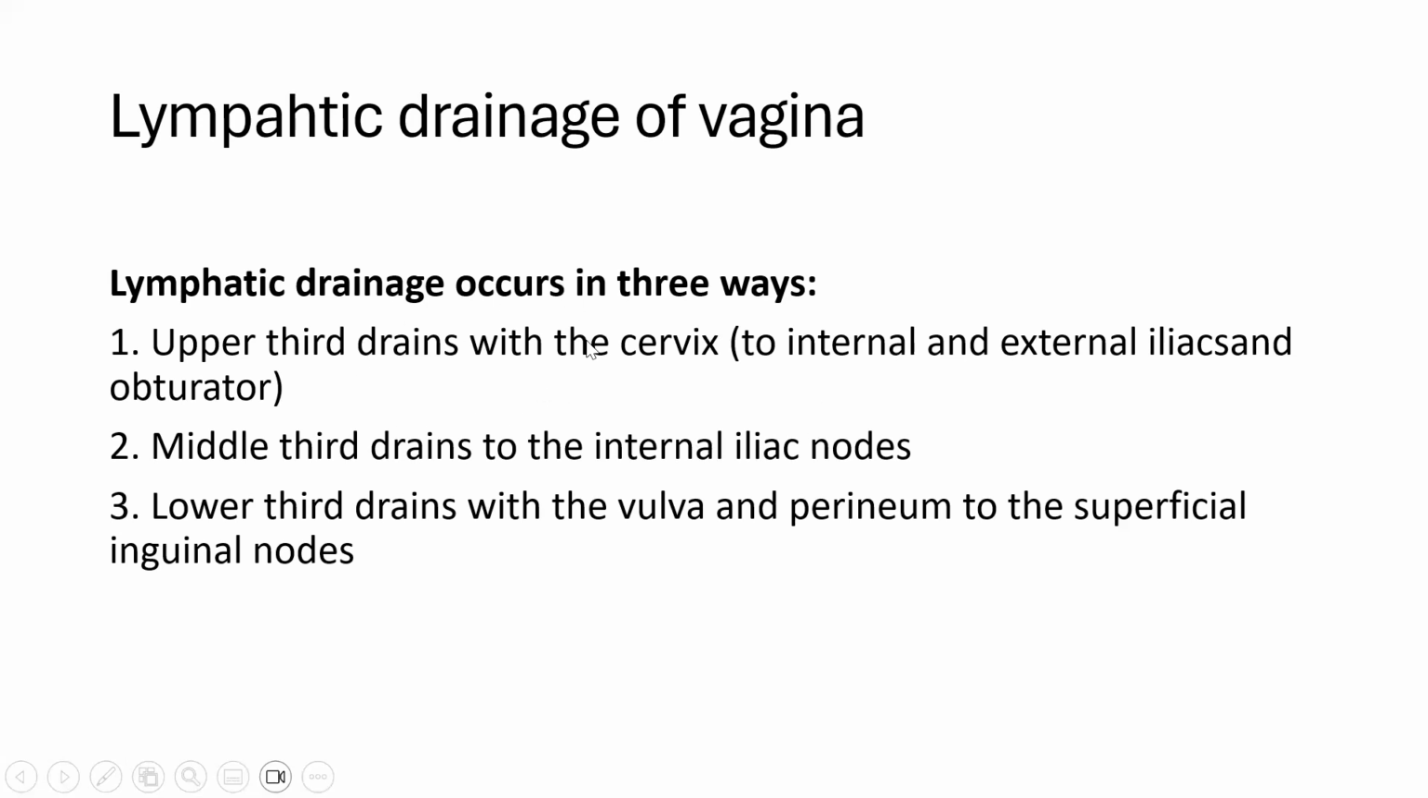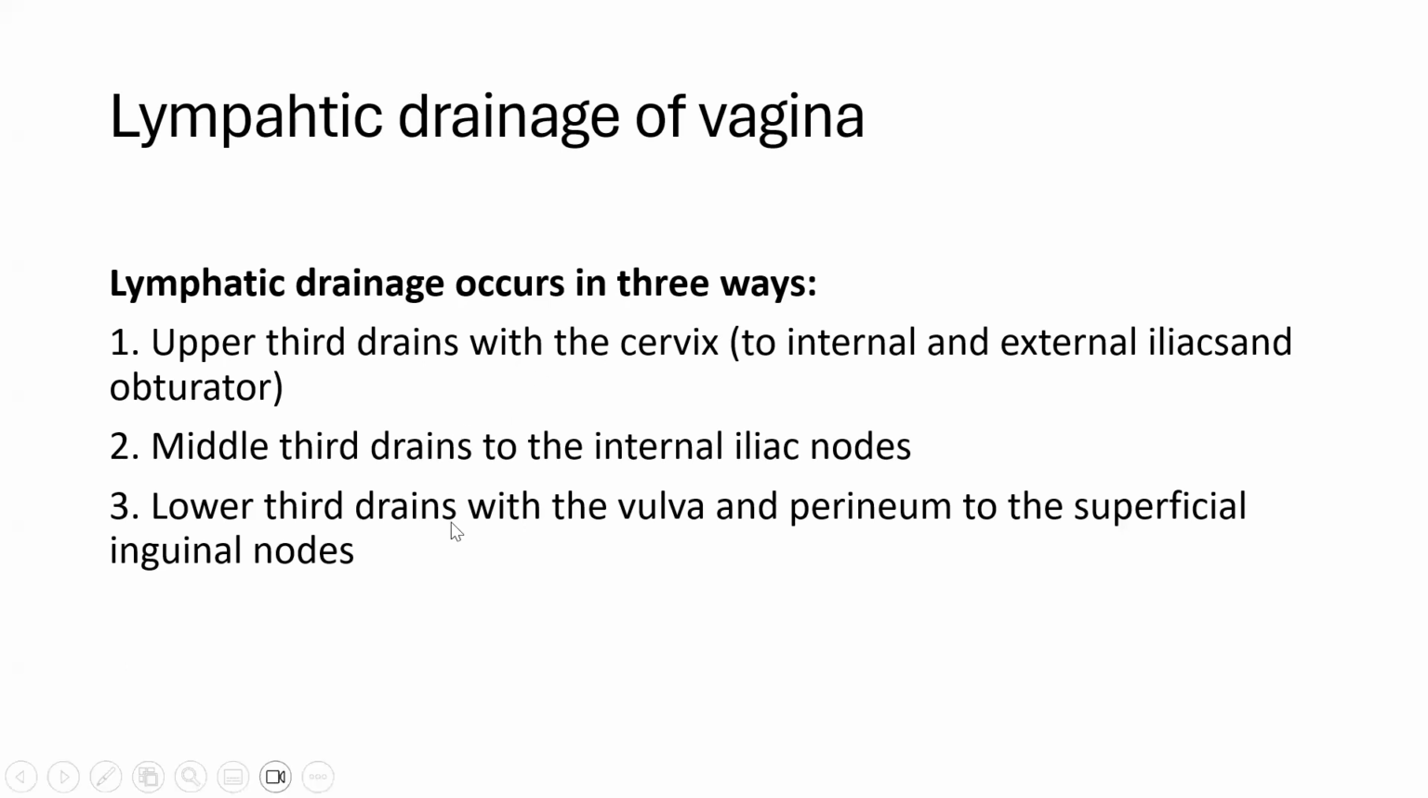Because if you remember, the vagina is supplied by the vaginal artery in the upper two-thirds. The vaginal artery is either a branch of the internal iliac directly, or of the anterior division, or sometimes it is from the uterine artery. Either way, it will follow the internal iliac. So the lymph will go to internal iliac nodes.